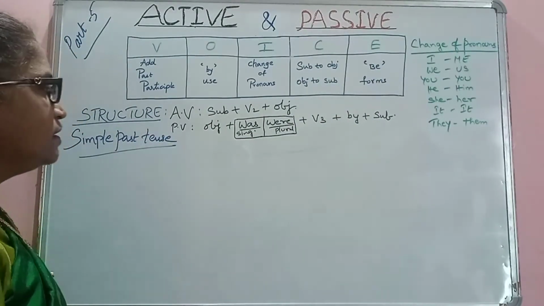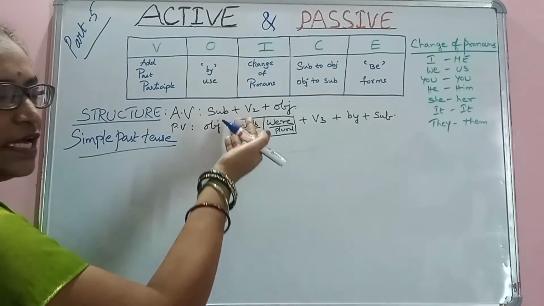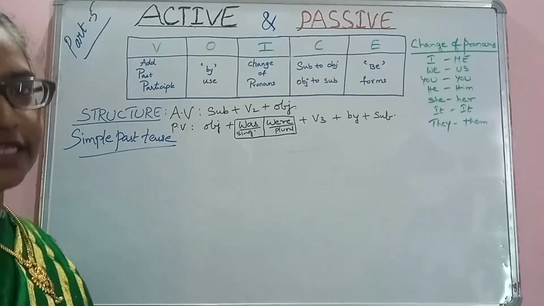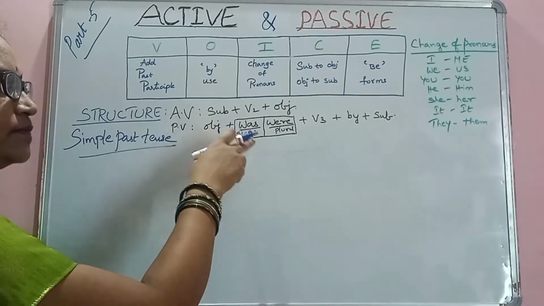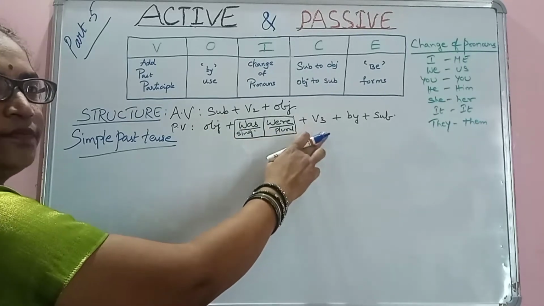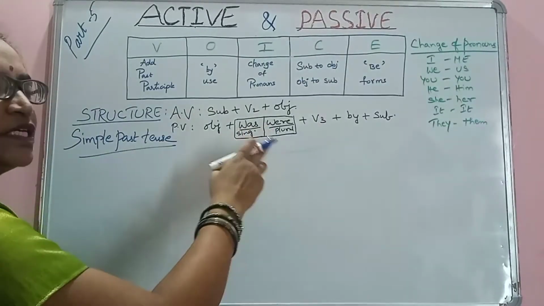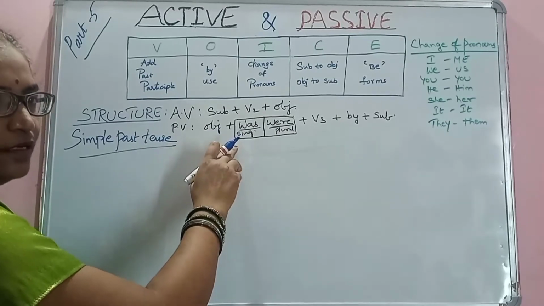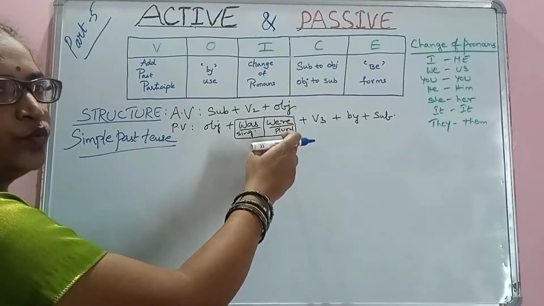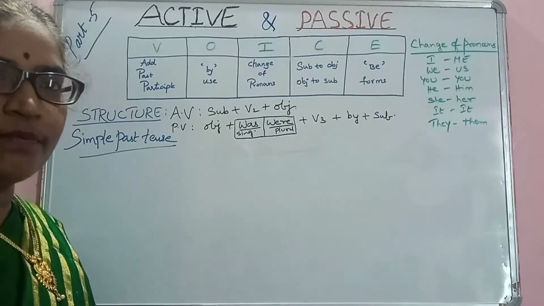In the simple past tense, the active voice has subject plus V2 plus object. When it is changed into the passive voice, observe that the sentence becomes object plus was or were plus V3 plus by plus subject. Now, when do we use was or were? When the object is singular, we apply was. When the object is plural, we apply were. With this, we can learn some sentences on the simple past tense.